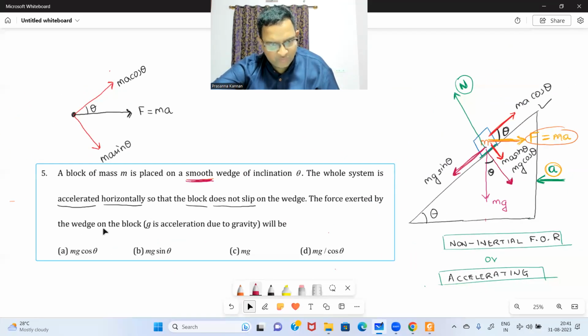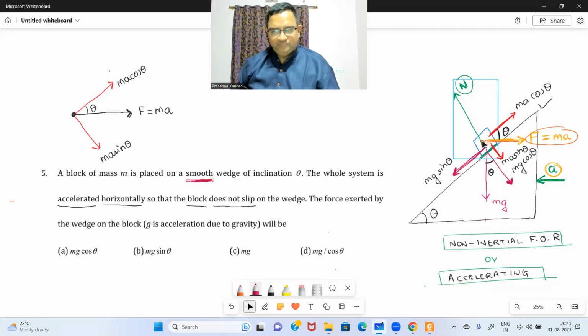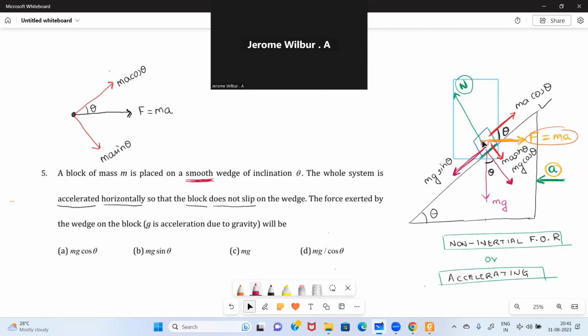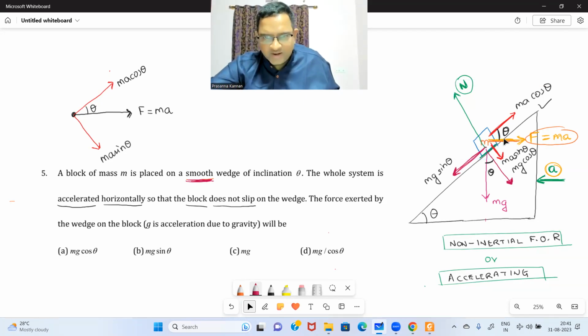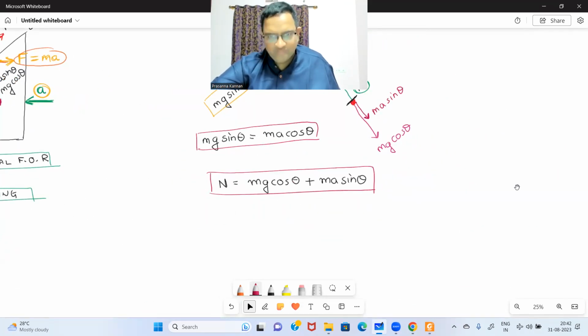The force exerted by the wedge on the block. What is being asked? Tell me. What is the force exerted by the wedge on the mass? Normal reaction force. Very good, Jerome. Congratulations. So we are asked to find the normal reaction. So we need to find the normal reaction. That's all.